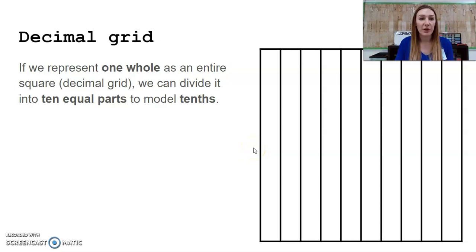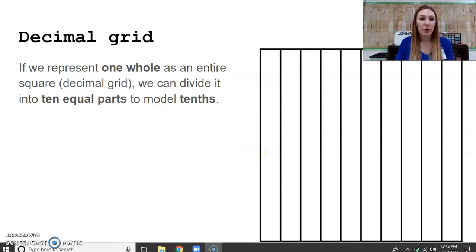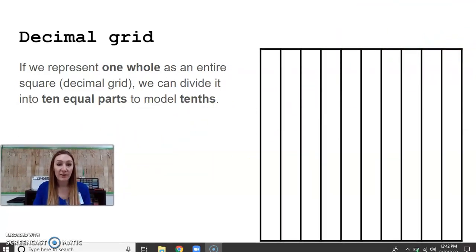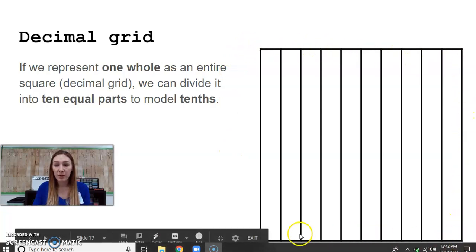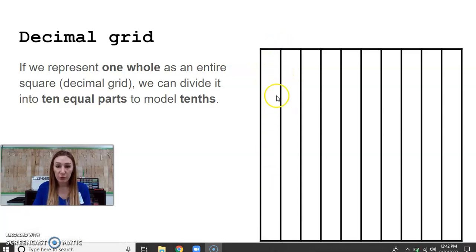This is a decimal grid. If we represent one whole as an entire square decimal grid, then we can divide it into 10 equal parts to model tenths. So imagine just this big square. This is our whole. We took that whole and broke it into 1, 2, 3, 4, 5, 6, 7, 8, 9, 10 pieces. So now our decimal grid is broken into tenths.